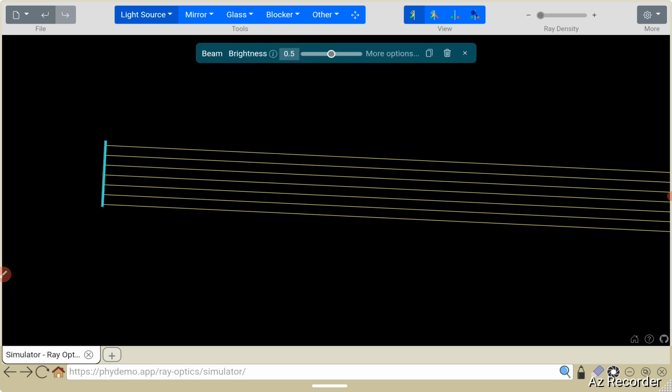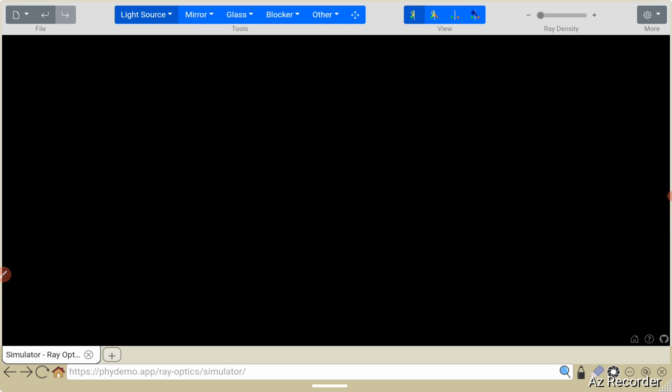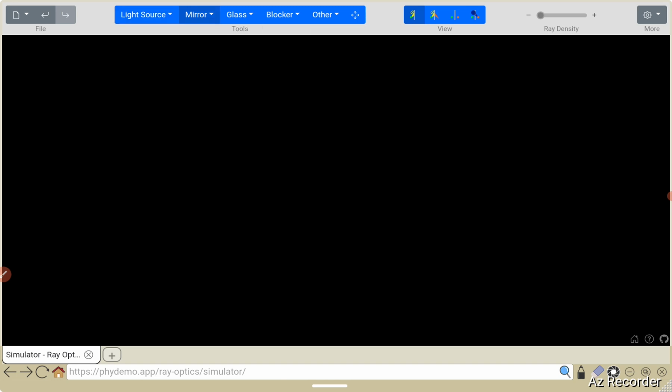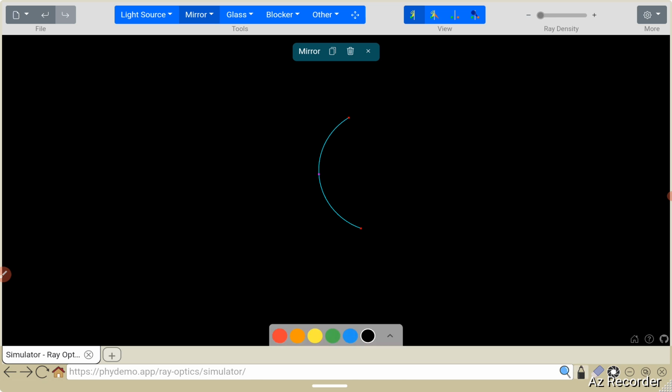Let me just remove this. I'll again take a convex mirror. Now, how should the convex mirror be? Here, the reflecting surface should be bulged. So, this is the reflecting surface. Understood?